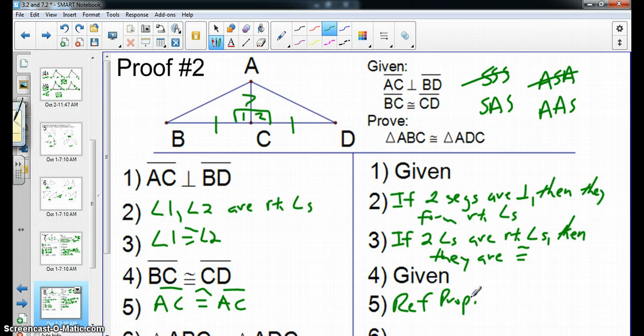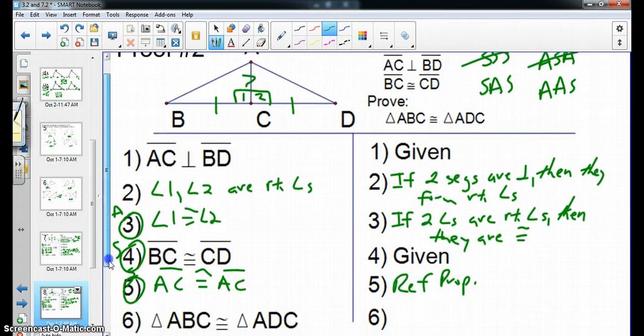giving us our three congruent statements. We have an angle, we have a side, and we have another side. Therefore, triangle ABC is congruent to triangle ADC by side, angle, side. Steps would be side is BC, number 4, 3, and 5.